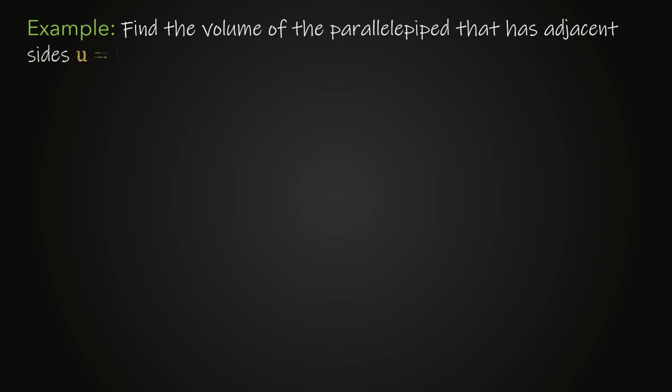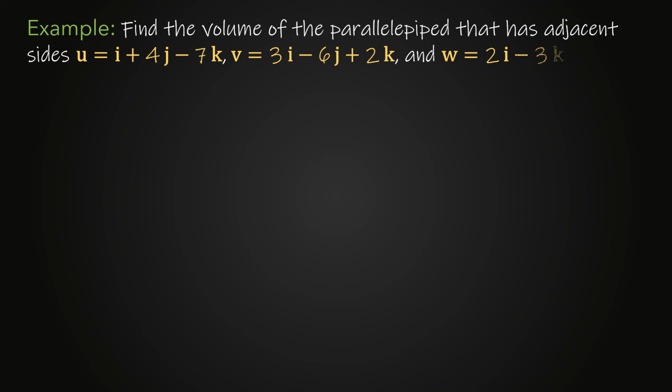Example: find the volume of the parallelepiped that has adjacent sides u equals i plus 4j minus 7k, v equals 3i minus 6j plus 2k, and w equals 2i minus 3k. Solution.